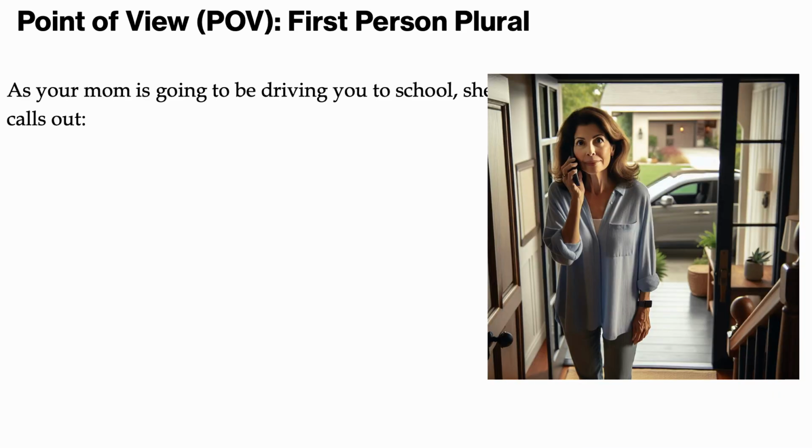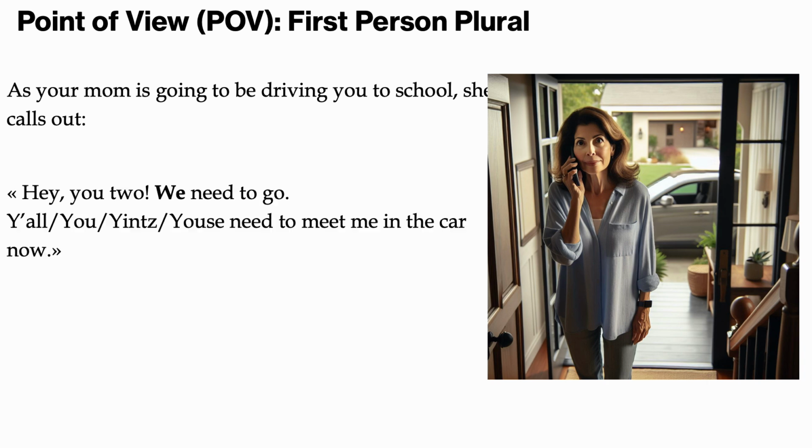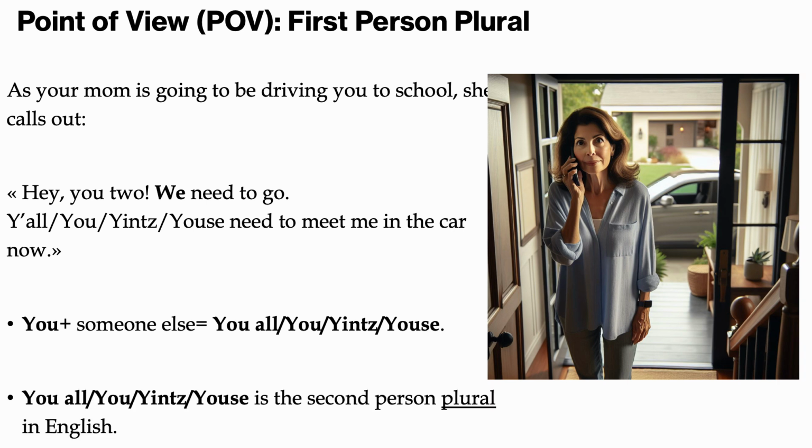Point of view, second person plural. As your mom is going to be driving you to school, she calls out, "Hey, you two, we need to go. Y'all, you, yins, yous need to meet me in the car now." Any one of those would work here. You plus someone else equals you all, you, y'all, yins, or yous. You all, you, yins, yous is the second person plural in English.